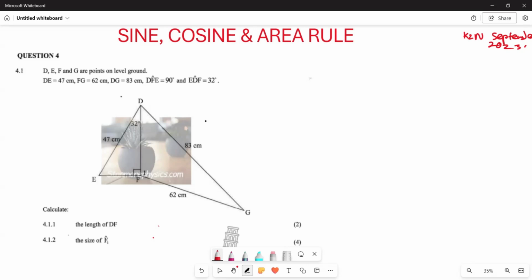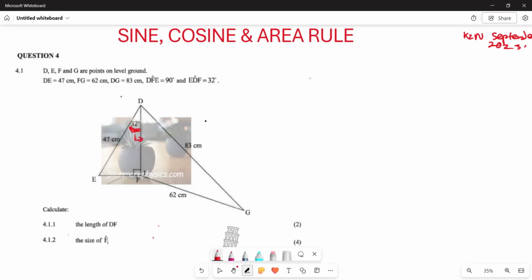The best thing to start with is to recognize that this is a right angled triangle. Since this is a right angled triangle, we can apply our trigonometric ratios to find out what DF is going to be. Let's look at what we have, starting from this angle here.